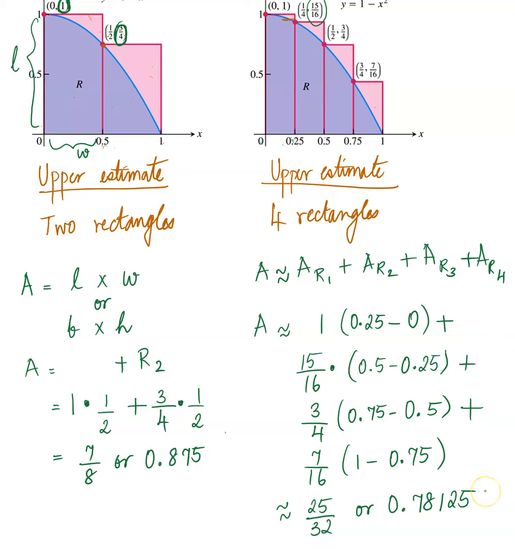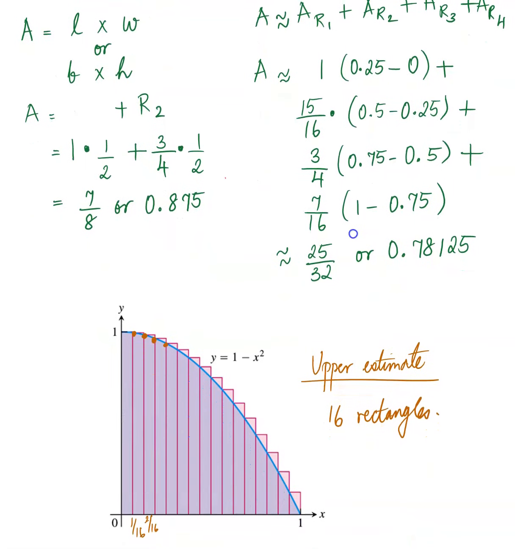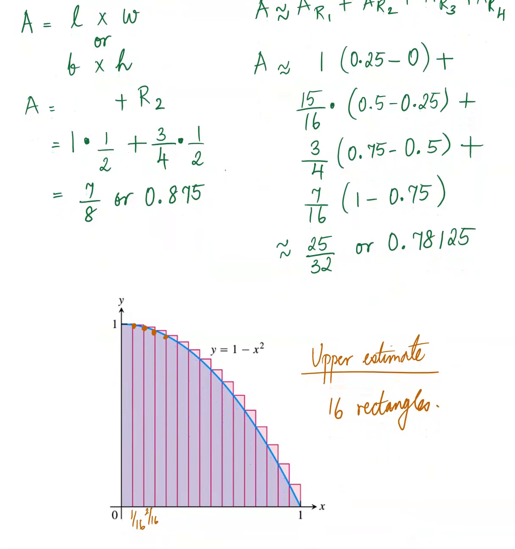if you were to write it in decimals, it comes out as 0.78125. Notice how the area has reduced, because we know for sure we were overestimating, and so when you went for 4 rectangles, the area reduced, indicating that you were getting closer to the true value. And you can very well see that if we went like this for the 16 rectangles, that area will be much smaller compared to the first 2, just because you have better accuracy with more rectangles.